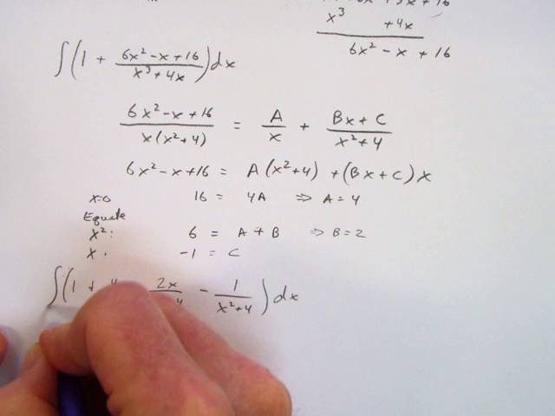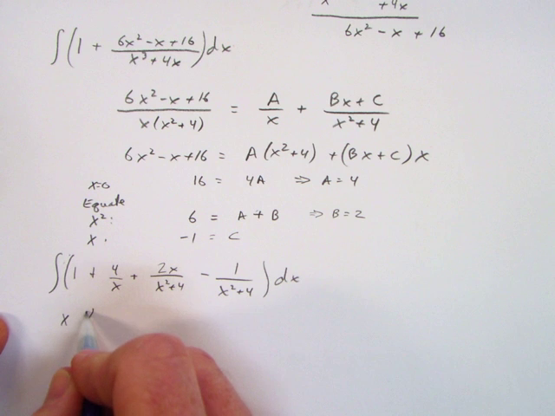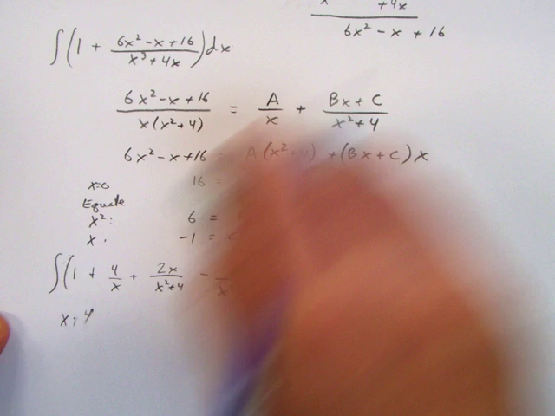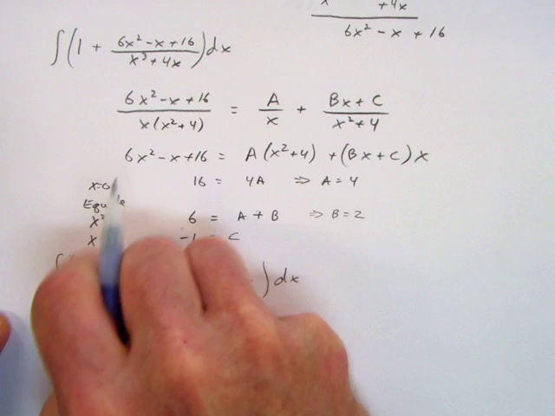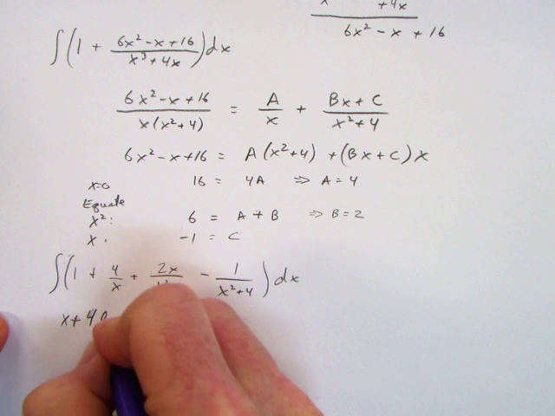We have x plus 4. I was already starting to write my ln there. Plus 4 times the ln of the absolute value of x. Plus, we have the derivative of the bottom on the top. We have the ln of the absolute value of x squared plus 4. Again, that one's always going to be positive as well.